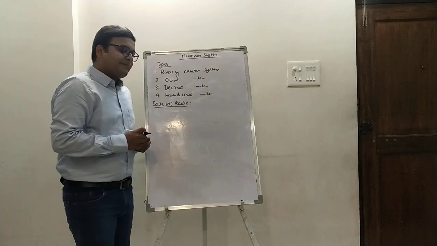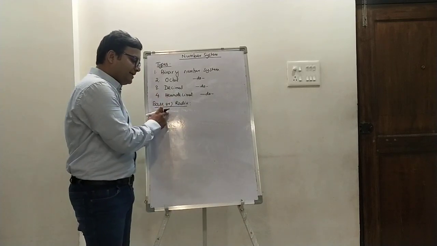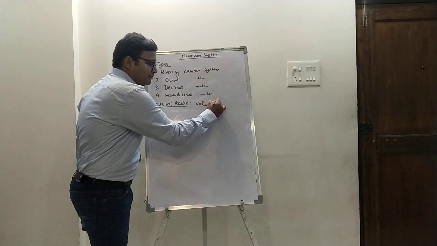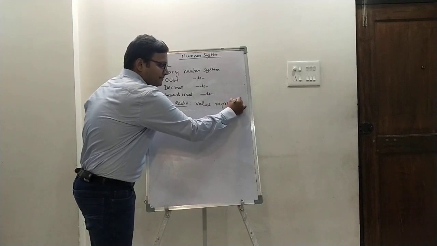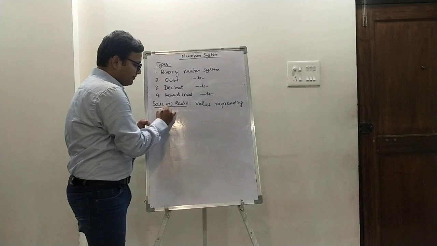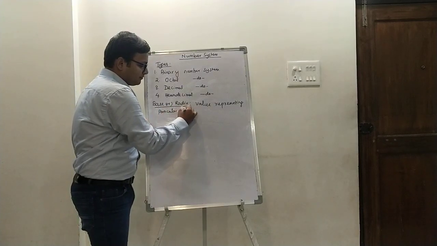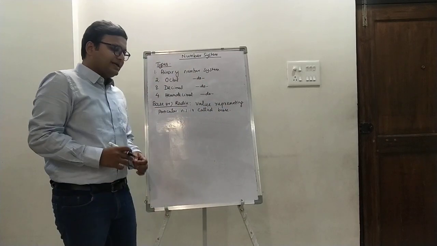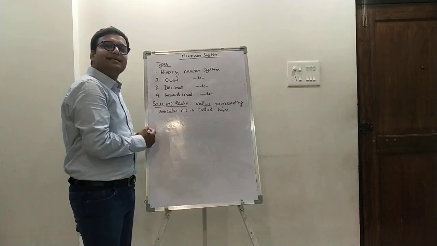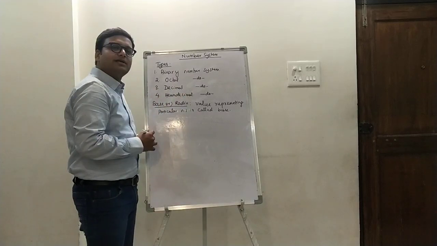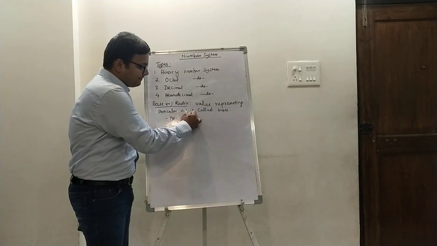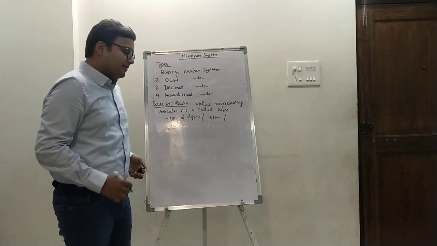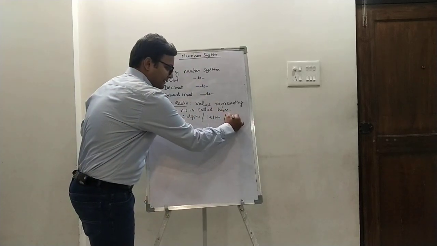So base or radix is the value representing a particular number system. Base is nothing else but the value representing a particular number system, and it is called base or radix. So what is the value here? It particularly defines the number of digits, the number of letters, or the number of symbols it carries.